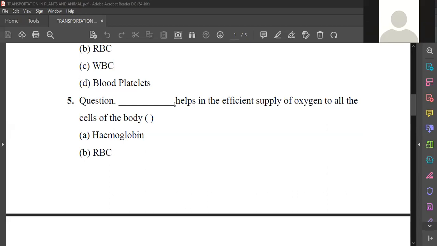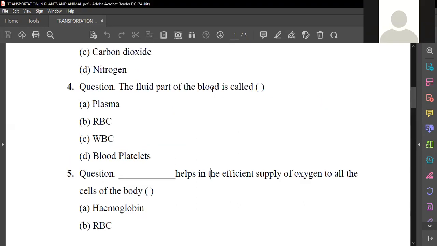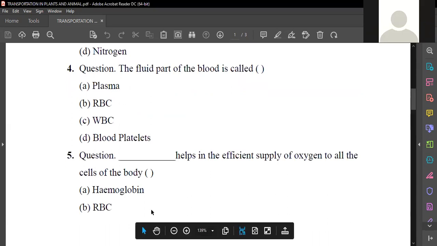Harini, answer the fifth one. Yes, sir. Can you hear me, sir? We have to do the fourth one, sir. The fourth one is finished. The answer is plasma. Harini, I can hear you. Just give the answer. Yes, sir.